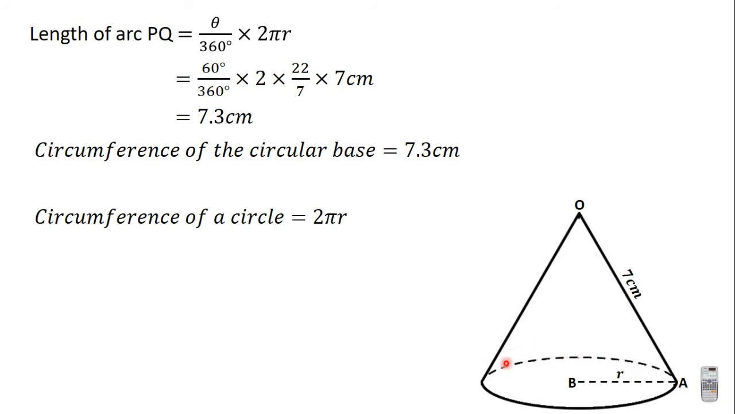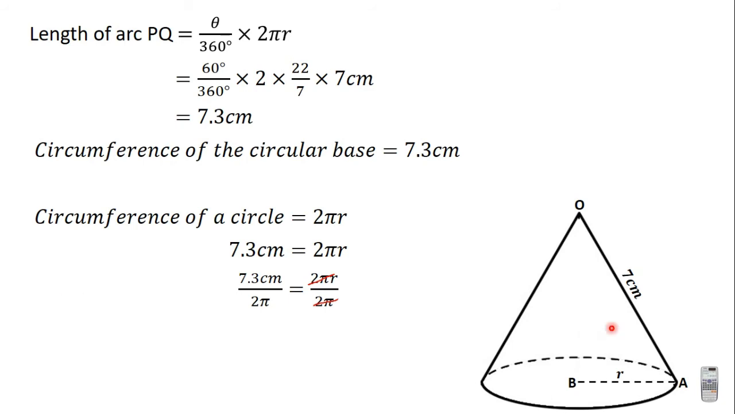Now we know the circumference of this circular base here. It is 7.3 centimeters. So we can say that 7.3 centimeters, which is the circumference of the circular base, is equal to 2 pi r. So if you're able to find this r here, it will be the radius of the circular base. To find r, we will divide the left hand side by 2 pi and we will divide the right hand side by 2 pi. When you do that, you will see that 2 pi will cancel 2 pi. So r will be 7.3 divided by 2 pi.